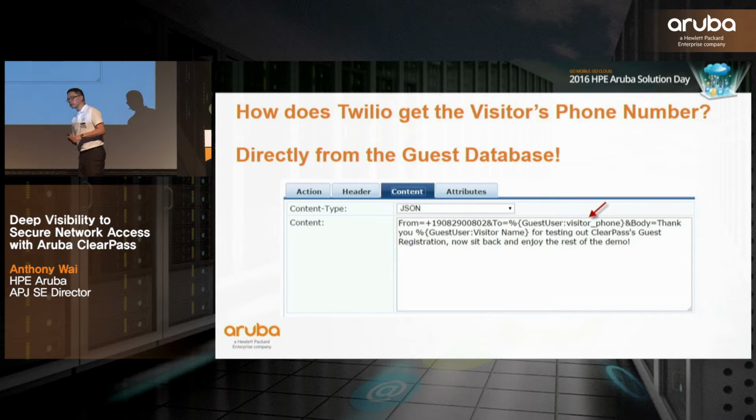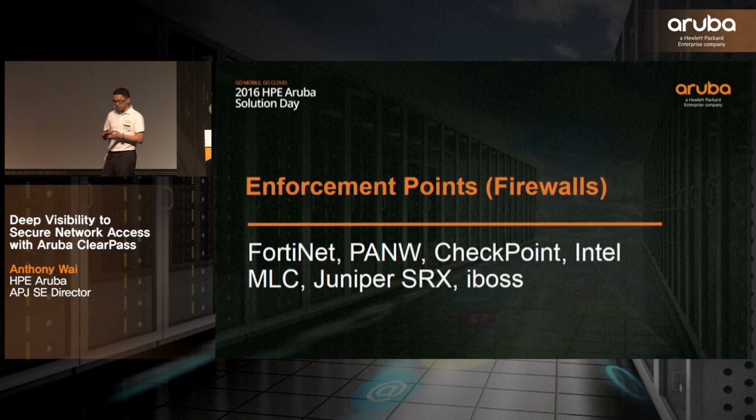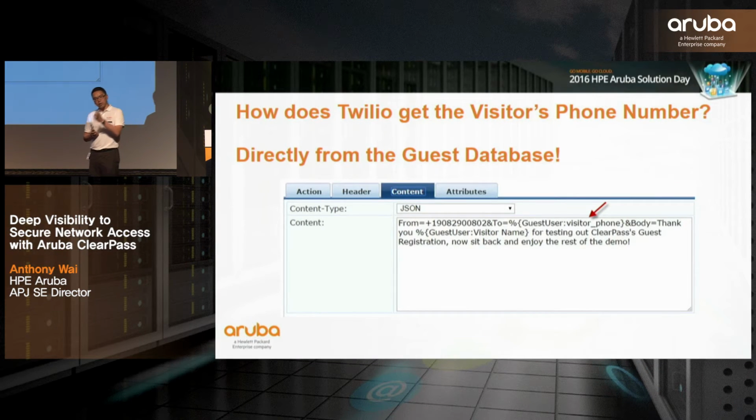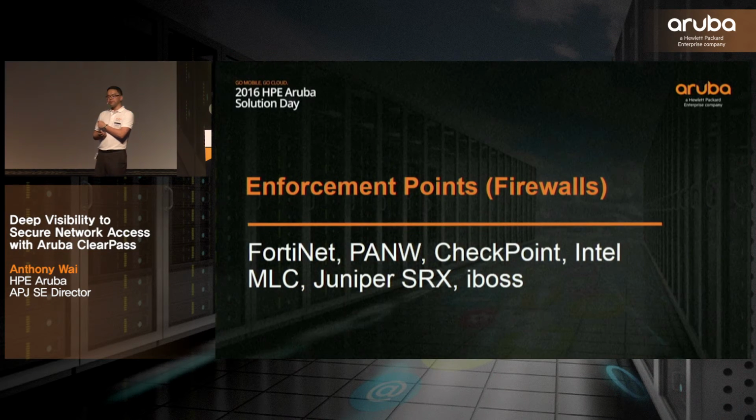So the question to ask is, where did I get the phone number of that person who was trying to connect? We actually get it from the guest database. When people log in at the captive portal of the guest, they can input a lot of information, and we can include the phone number of the device. And we use this information to call back to the Twilio office and say, now make the call when this happens, and that's where we get the phone number.